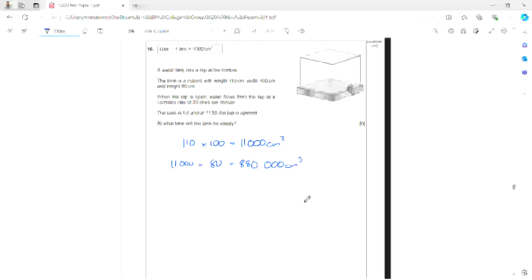centimetres cubed. Now remember, 1 litre is 1,000 centimetres cubed, so my 880,000 centimetres cubed divided by 1,000 leaves me with 880 litres. So I now know there are 880 litres in the tank, and the water leaves the tank at 20 litres per minute. So I need to do 880 divided by 20.